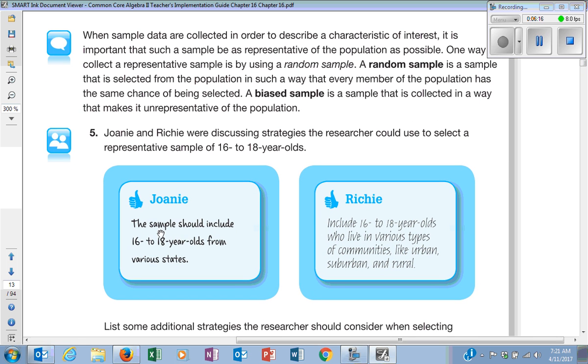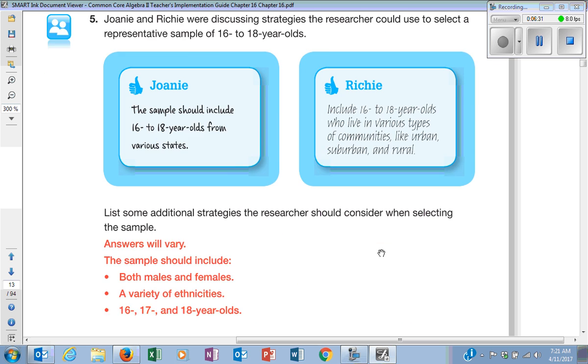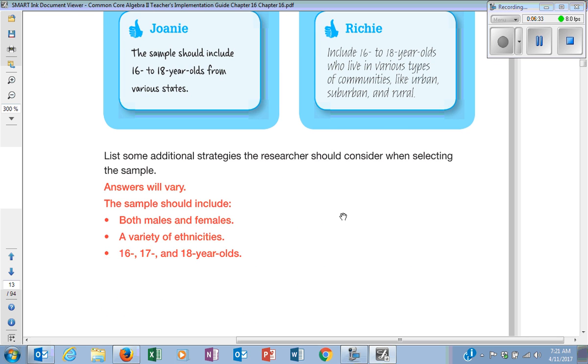So the sample should include 16 to 18-year-olds from various states. Is that true? Yes. It should include people who live in different types of communities, like urban, suburban, and rural. Rural. That one's always fun. Rural.